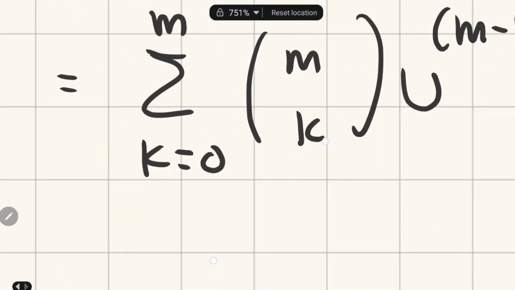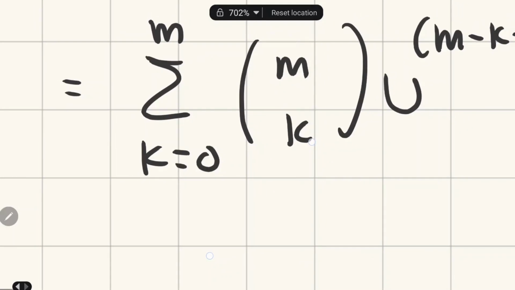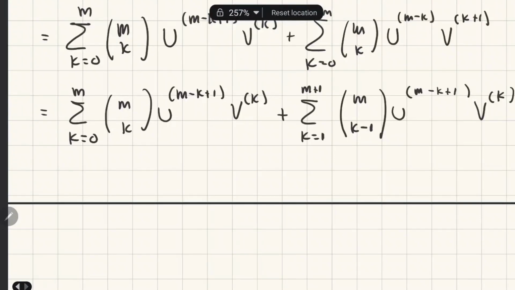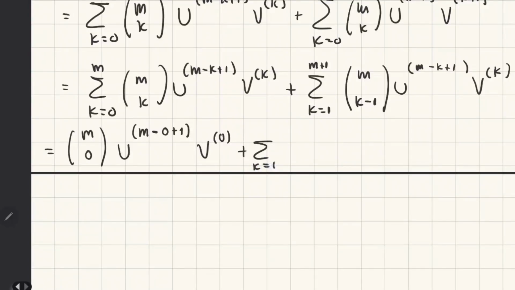Then this sum starts at 0, so we are going to develop the 0 element to get the sum from k equals 1 up to m. And then we will be able to get the same indices on both sums and to reorder the expression again. So this will be m choose 0, u to the m minus 0 plus 1, b to the 0, right? And then plus the sum from k equals 1 up to m choose k, u to the m minus k plus 1, b to the k.